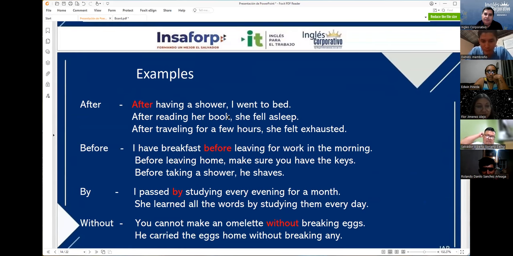After having a shower, I went to bed. After reading her book, she fell asleep. After traveling for a few hours, she felt exhausted. I had breakfast before leaving for work in the morning. Before leaving home, make sure you have the keys. Before leaving home, antes de salir de la casa. Before taking a shower, he shaves.